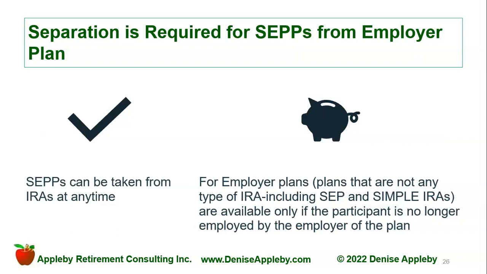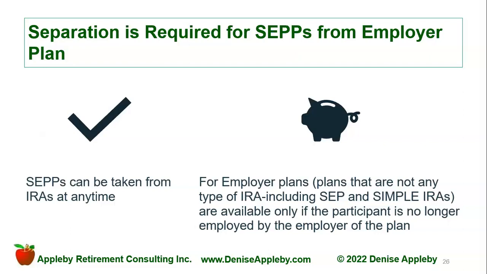Now, 72T payments can be taken from IRAs at any time. But for employer plans like 401(k)s, pensions, and 403(b)s, they have to be separated from service with the employer that provides the plan before they start a 72T program, right?